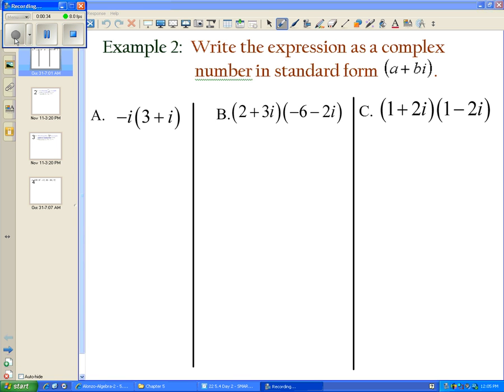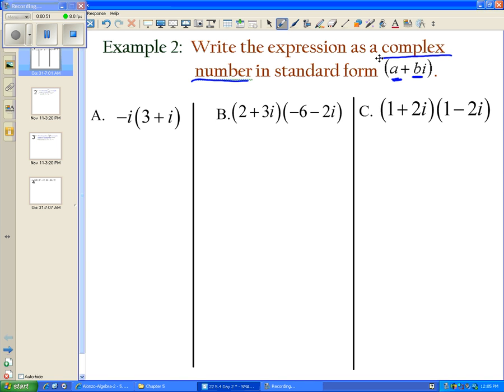So just like in the homework yesterday, we want to write this expression as a complex number. A complex number in standard form is a plus bi, where a is a real number, b is a real number. A is the real part, bi is the imaginary part.